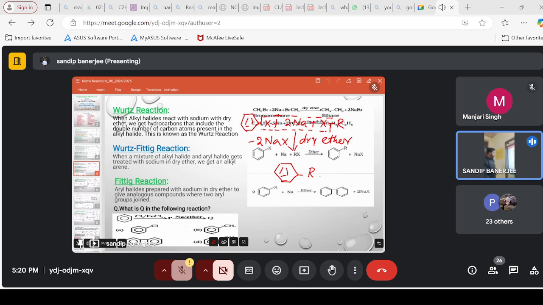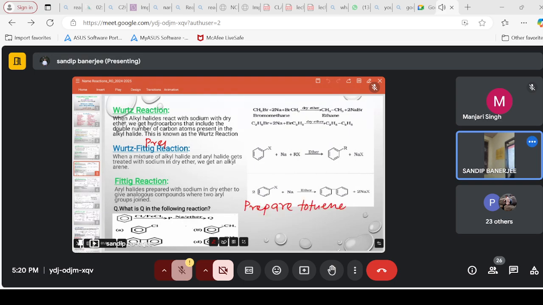Now students, you can ask me, sir, what is the importance of this reaction, or what is its relation with the exam? Because sometimes you will face these kinds of conversions, and for you I am writing this conversion. Sometimes the question will say: prepare toluene from chlorobenzene.